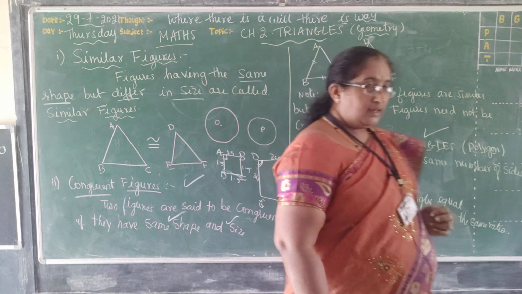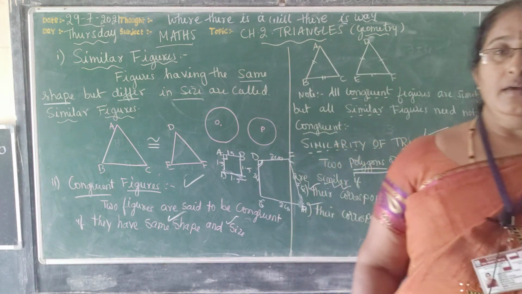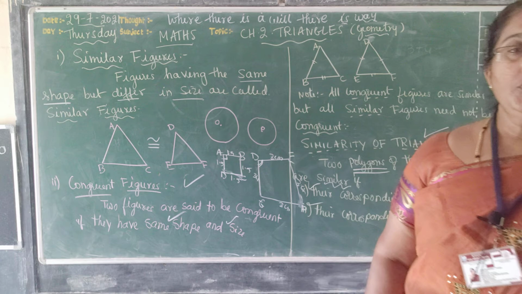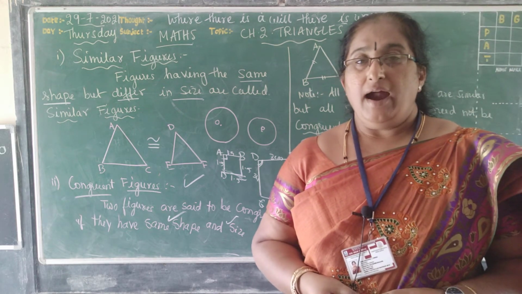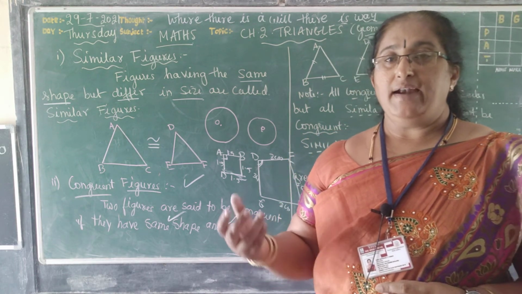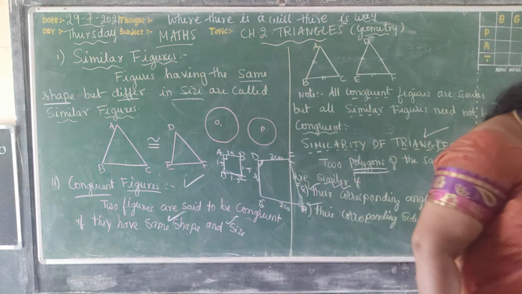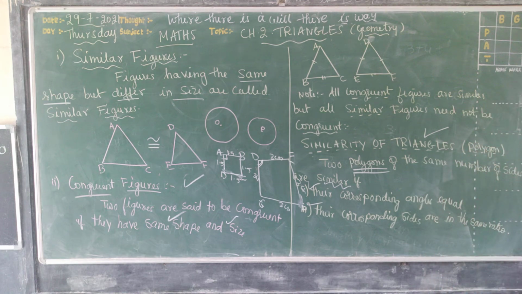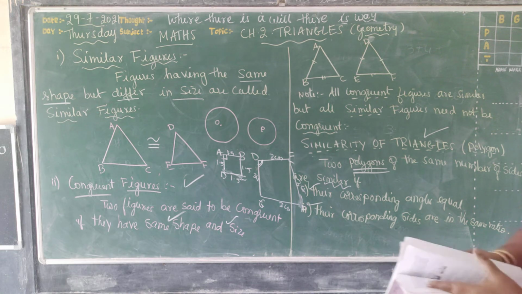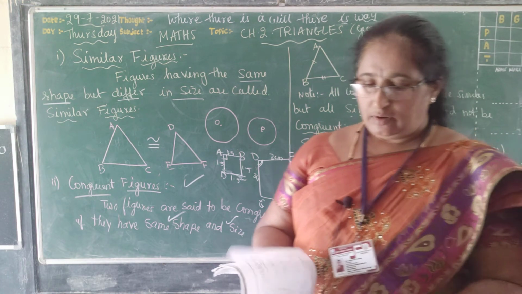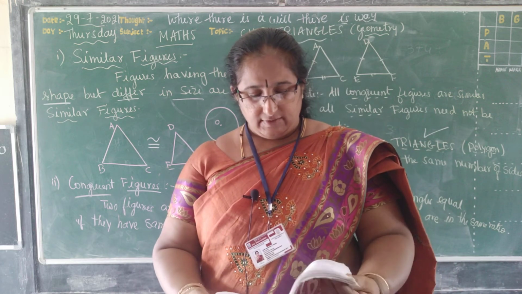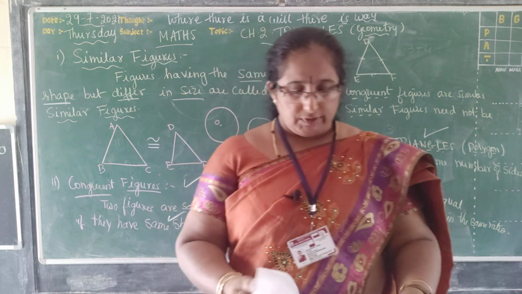Okay, so based on this we have our exercise 2.1, where they have asked us to give examples of similar figures, and they have given two figures and asked us to prove whether they are similar. So the first question, in exercise 2.1 of your mathematics textbook, you can see the page here. The first question goes like this.